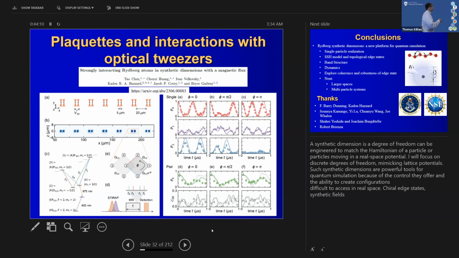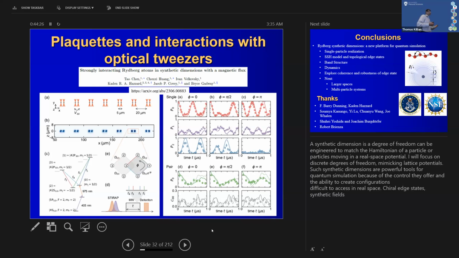And then when they get 2 particles close to each other, then the dynamics are affected. So the interactions are starting to see interacting particles in this synthetic space as well. So they have a theory that matches this. And so there's 2 states, but now they could go on to more states as well.